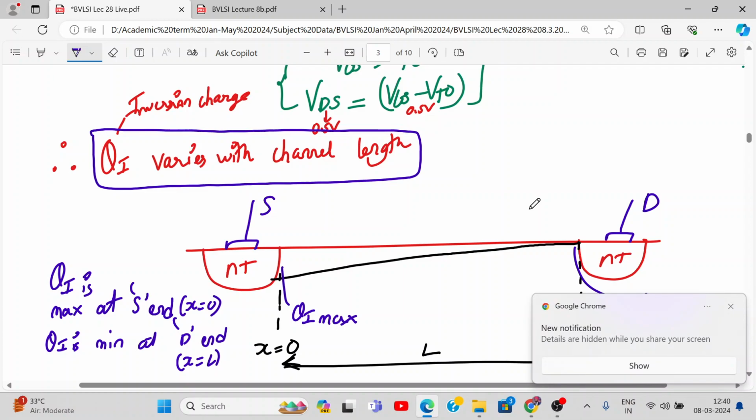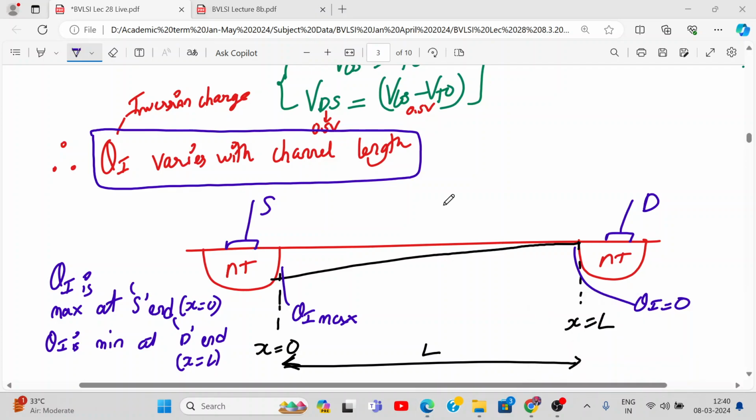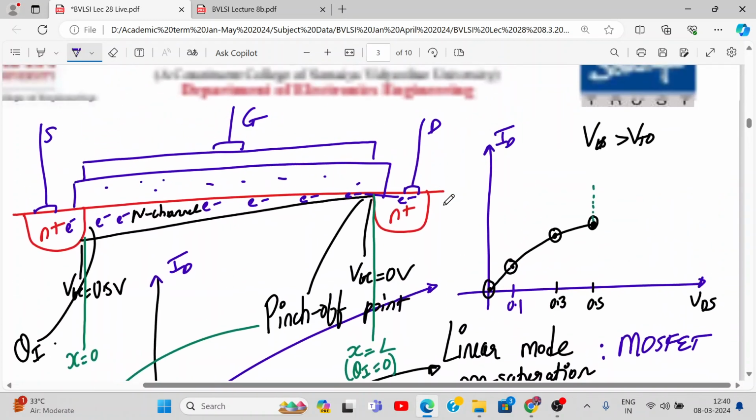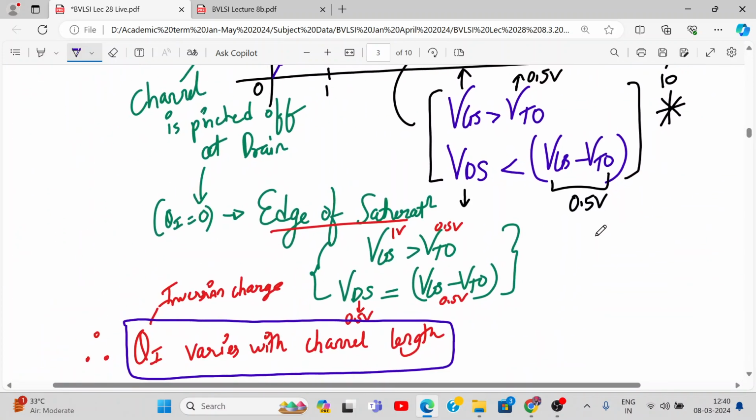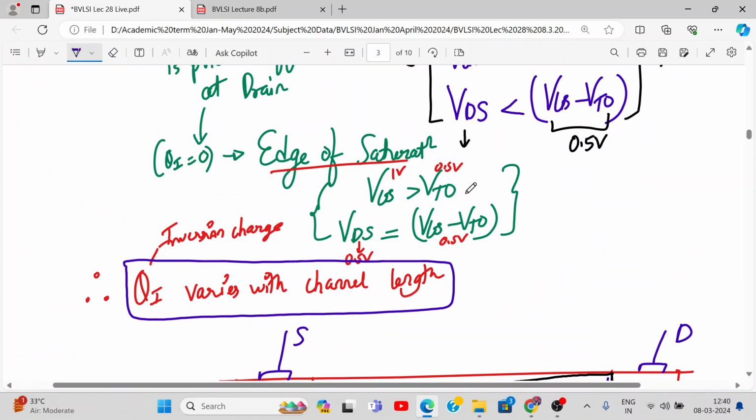Yes, sir. हाँ. So this region of operation where the current reaches the edge of saturation. This is edge of saturation point. And condition क्या है? VGS greater than VTO. VDS should be equal to VGS minus VTO. So यहाँ पे क्या होगा बताएं? यहाँ पे VGC 0 हो जाएगा. करेक्ट?